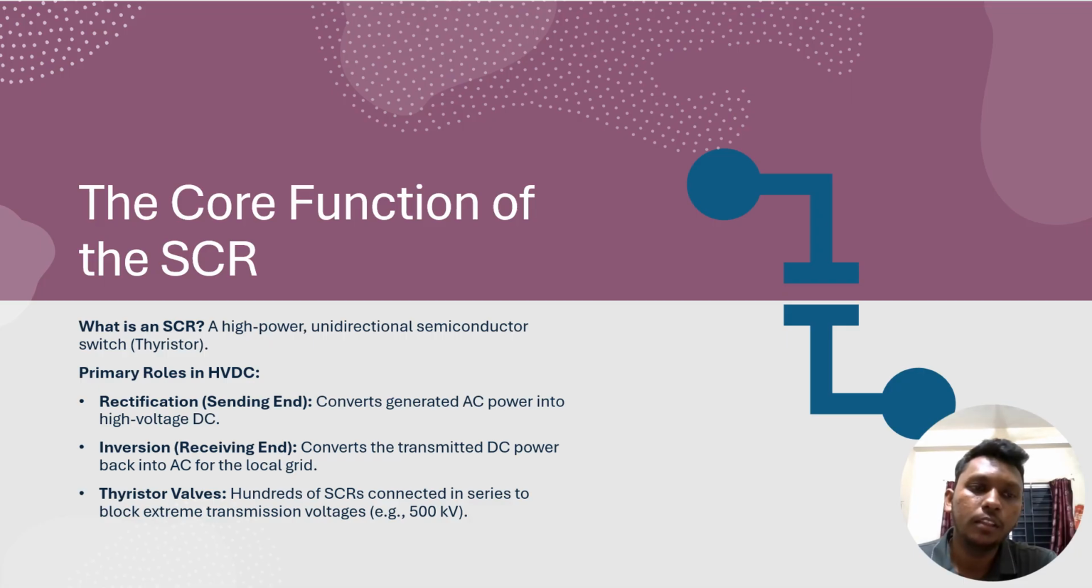Rectification: the sending end converts AC power into high voltage DC power. Inversion: the receiving end converts the transmitted DC power back into AC power. Then thyristor valves: hundreds of SCRs are connected in series to block the extreme transmission voltage.